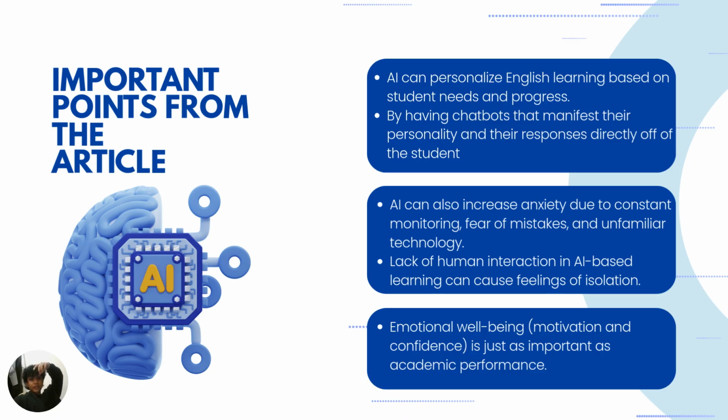AI can personalize English learning based on student needs and progress by having chatbots that manifest their personality and their responses directly off of the student. So we all know that if we chat or if we use AI for stuff, we are able to basically personalize it so that it is more personally catered towards us, right?